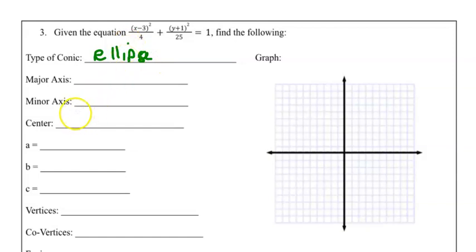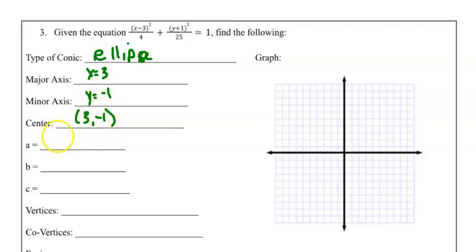I always like to start with the center here. That's going to be 3, negative 1. Since our bigger number is under y, this is going to be a vertically oriented ellipse. So the major axis is going to be vertical, and it's going to be through the x value of the center, so x equals 3. The minor axis will be horizontal, and it will go through y equals negative 1.